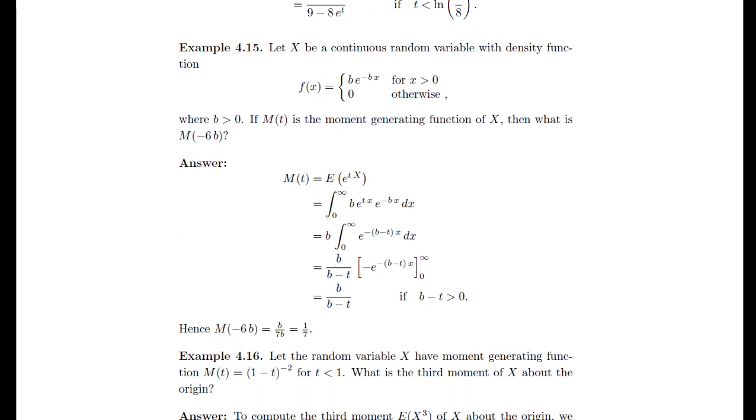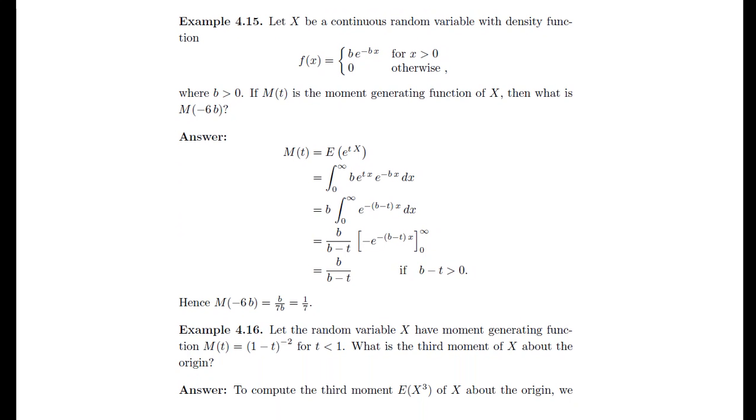let x be a continuous random variable with density function f of x equal to b times e to the power minus bx for x greater than 0, and 0 otherwise, where b is greater than 0. If M is the moment generating function of x, then what is the moment generating function at minus 6b?